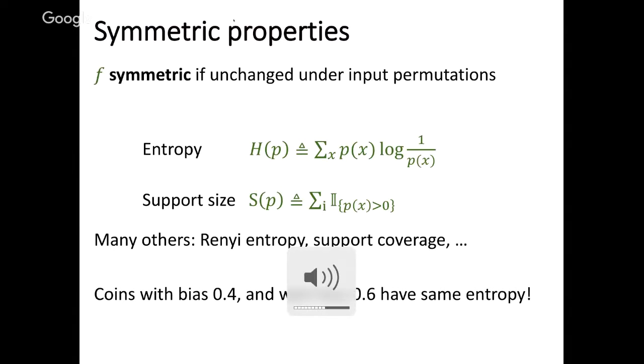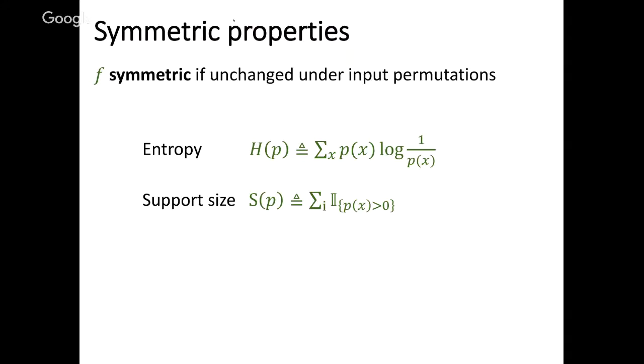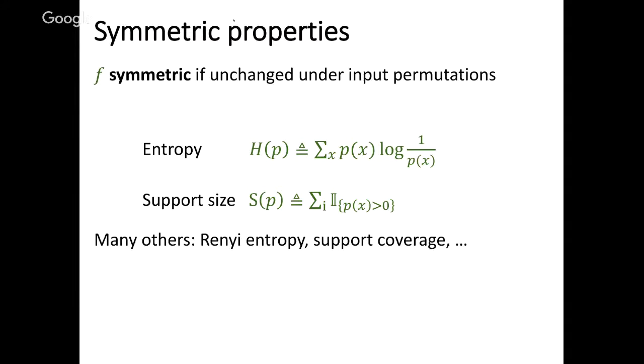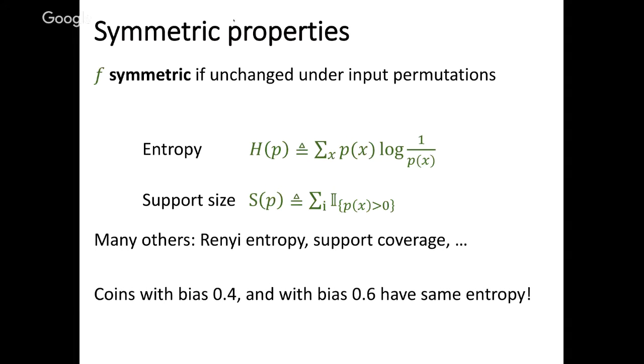We said that symmetric properties are those properties that do not change under relabeling of the symbols themselves. The support size, for example, is a symmetric property because it only matters how many symbols have a non-zero probability. It doesn't matter what the names of those symbols are. Similarly, there is Renyi entropy and support coverage, which we will consider soon. If you take a coin whose bias is 0.4 and a coin whose bias is 0.6, both of them will have the same entropy.